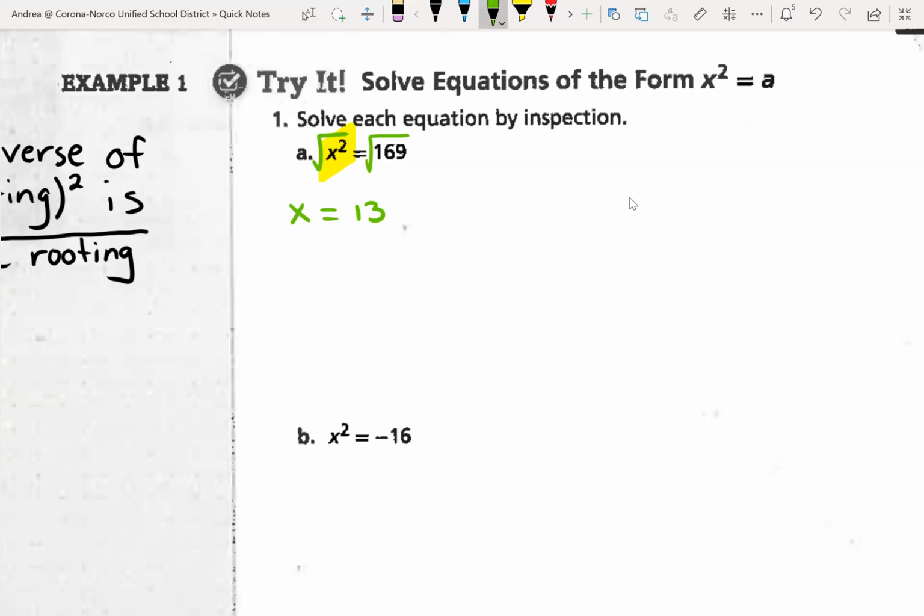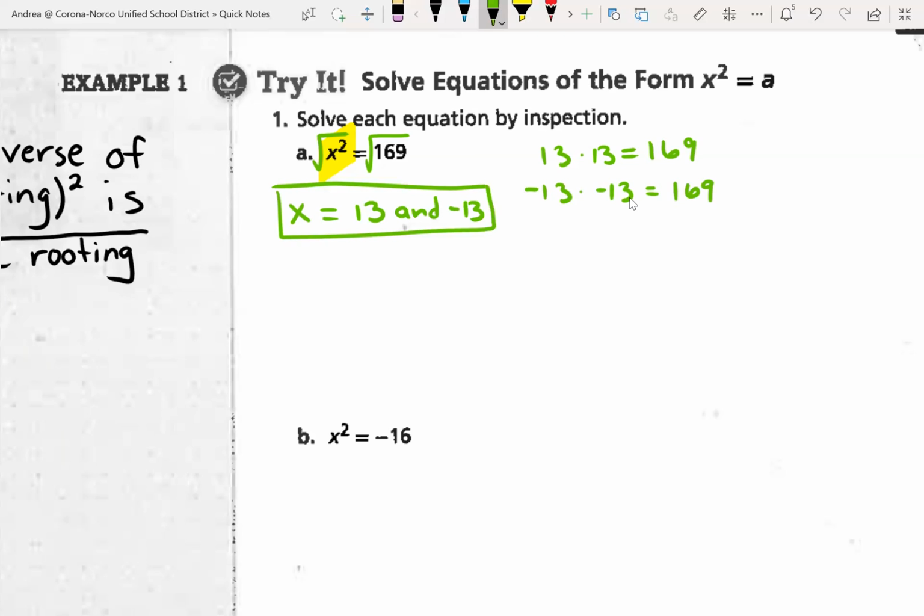Okay, so let's think about this. 13 times 13 equals 169, right? Is there another number times itself that'll give me 169? How about negative 13 times negative 13? A negative times a negative will make a positive 169. Now, do I know which one of those was my x value? No, so you're going to get two answers. So x equals 13 and negative 13.